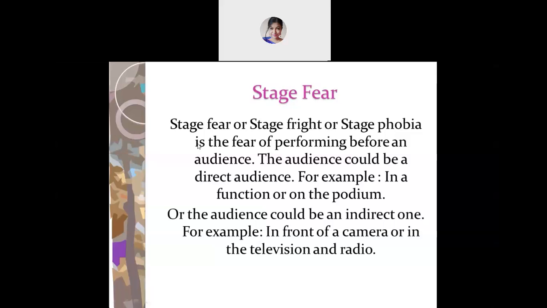There are two types of audience, direct and indirect. Okay, so direct audience is that audience whom we can see directly, whom we have to face directly. And indirect audience वो होते हैं जो पहले रिकॉर्ड कर लिया और उसके बाद ऑडियंस तक पहुंचेगा. ठीक है, so that is indirect one. Okay, now whenever you are afraid to perform in front of the audience, direct ho, indirect ho, that is known as stage fear.